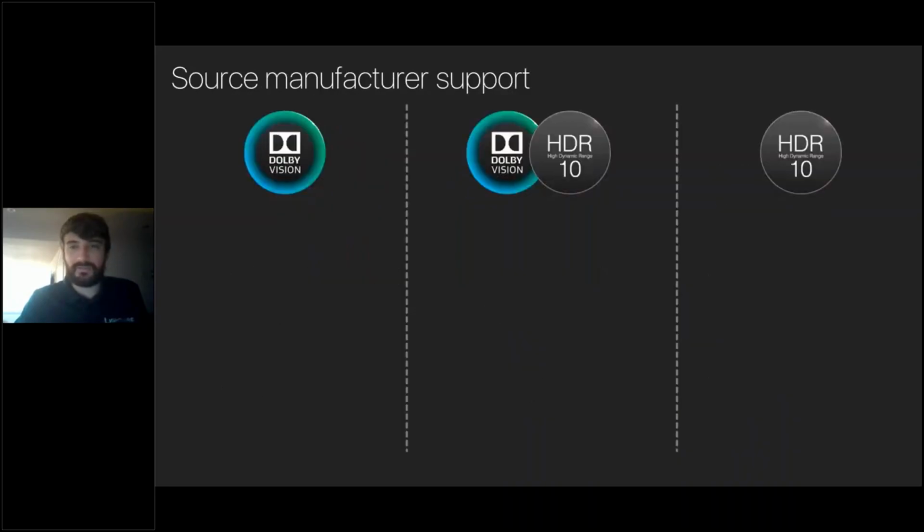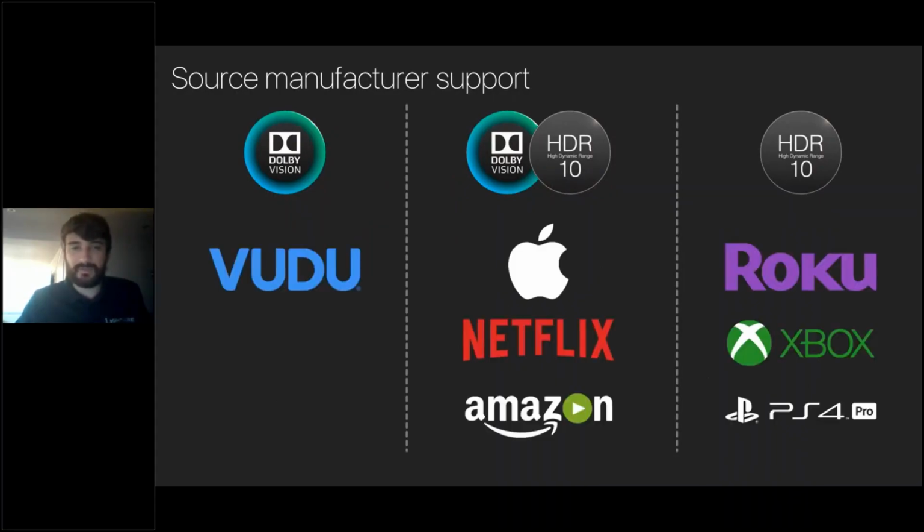So if we have a look at the source manufacturers from the consumer world, Voodoo is an online media company, and that is only Dolby Vision. Apple, Netflix, Amazon, they're going with Dolby Vision and HDR10. And then Roku, Xbox, PS4 are going only HDR10. So there's a bit of a format war going on at the moment. But it seems like a lot of people are going with let's support both at the moment.